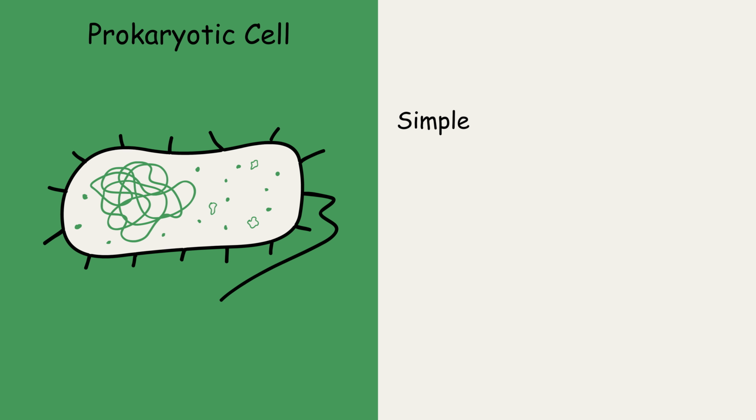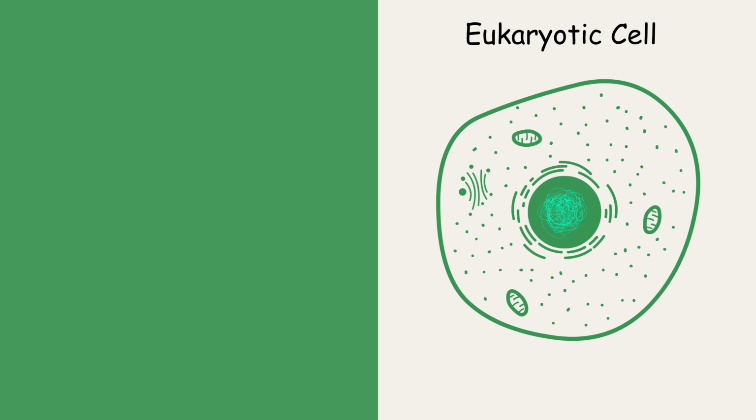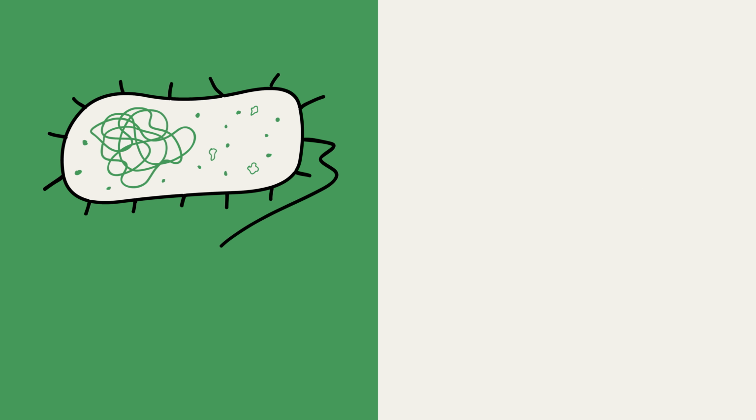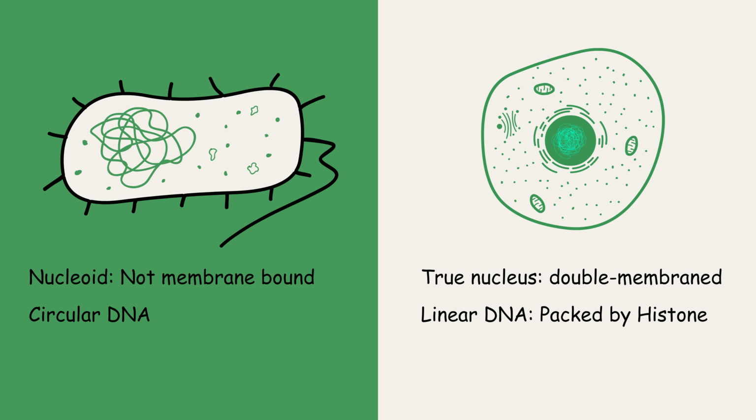Prokaryotic cells are simple, primitive cells found in archaea and bacteria, while eukaryotic cells are complex cells found in plants, animals, fungi, protozoa, and algae. Prokaryotes do not have a membrane-bound nucleus. Their DNA lies in the nucleoid region and is circular, which means it forms a closed loop rather than linear chromosomes. Eukaryotes, on the other hand, have a true nucleus with a double membrane, and their DNA is linear, tightly packed with histone proteins, which helps organize and compact the genetic material.